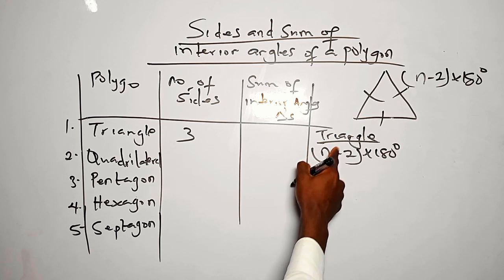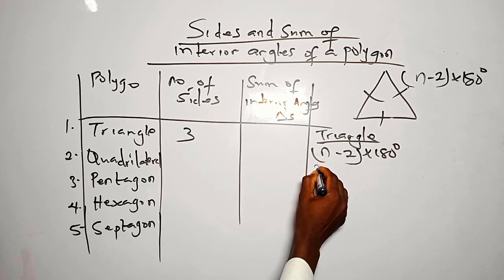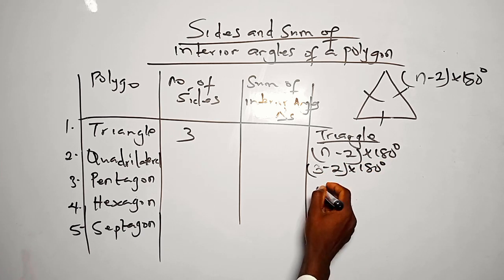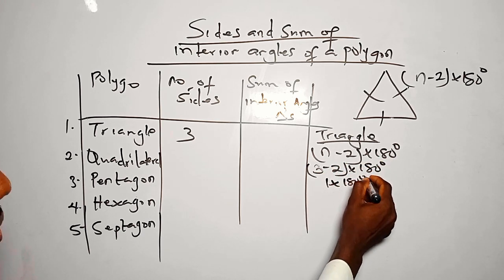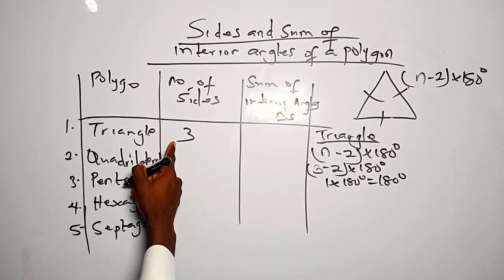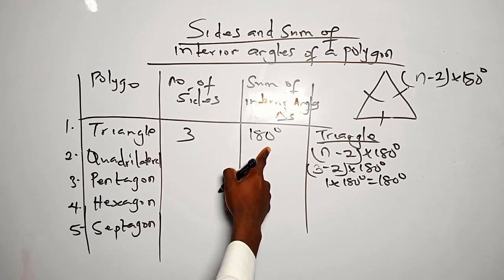n stands for the number of sides. A triangle has 3 sides, so we say 3 minus 2 times 180 degrees. That is 1 times 180 degrees, which is 180 degrees. So the sum of interior angles of this triangle is 180 degrees.